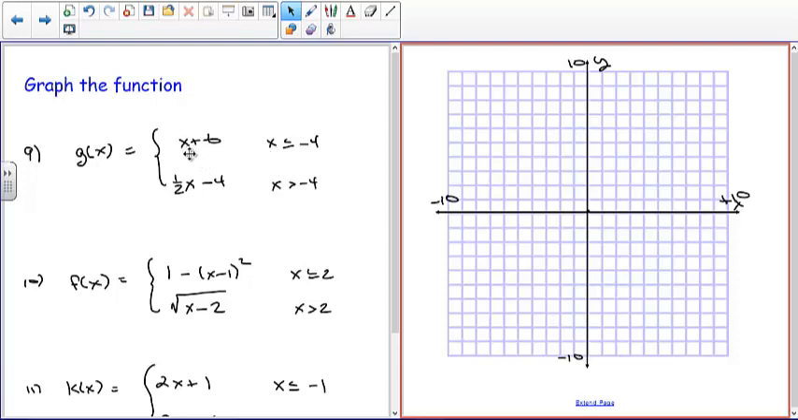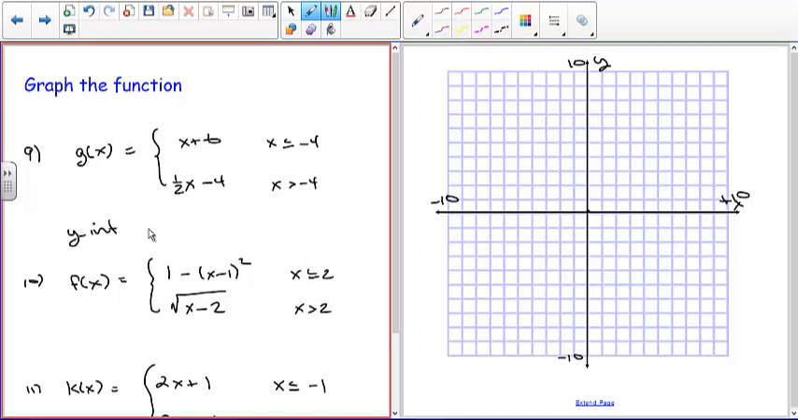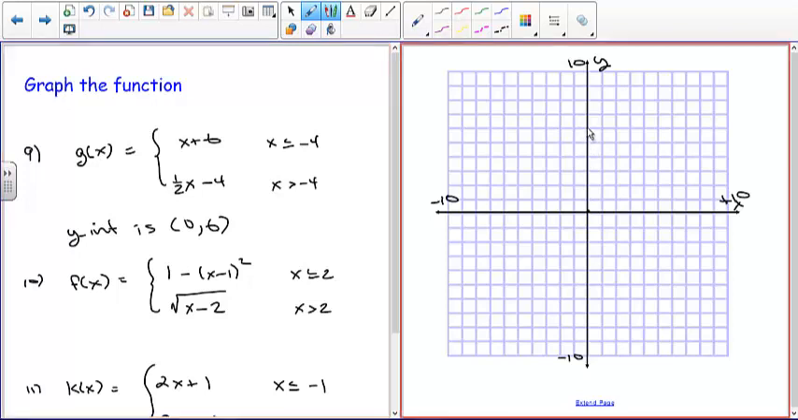So we can use point-slope or slope-intercept form. So the way we would do this is here. For this first one, the y-intercept is (0, 6), because that's that number. So 1, 2, 3, 4, 5, 6. Okay, so that's the first point. And then it has a slope of 1. So we can go over 1, up 1, over 1, up 1, over 1, up 1.